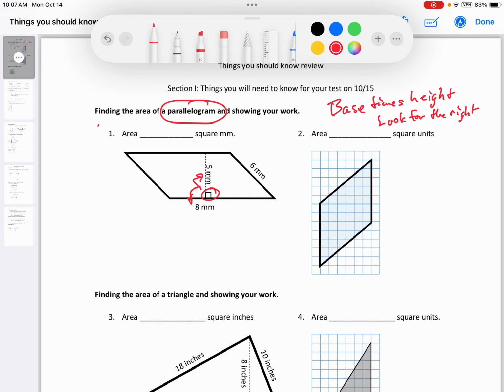To find the area of this parallelogram, all you have to do is 8 times 5. 8 times 5 is 40. So therefore, the area is 40 square millimeters.